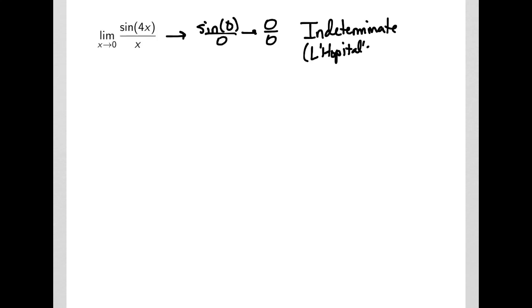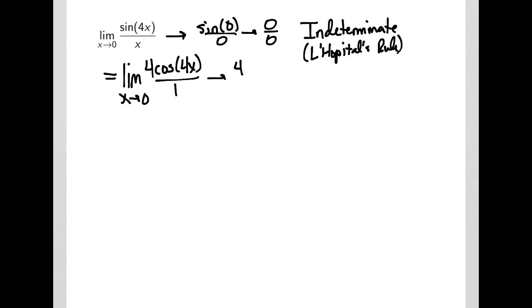L'Hopital's rule allows me to rewrite it. So I can replace this limit with a new limit as x goes to 0, where on the top and bottom I replace it by the derivative. The derivative of sine is cosine, the derivative of 4x is 4, and the derivative of x is 1. Now I can plug in my value: 4 times the cosine of 0, and the cosine of 0 is 1, so I get 4 times 1 over 1. The answer is 4.